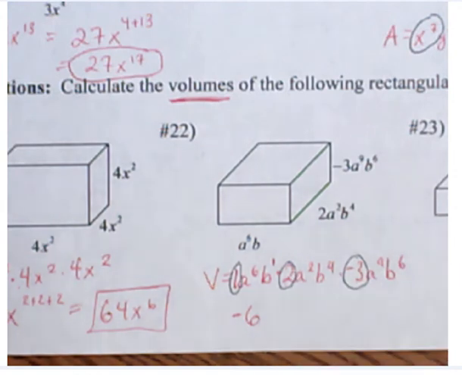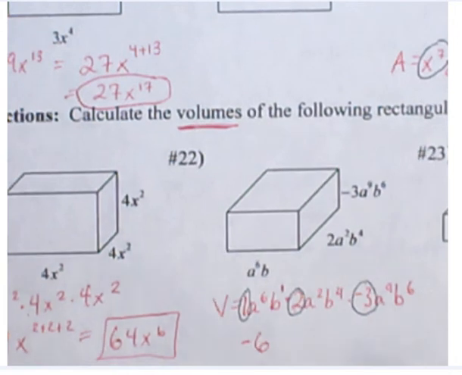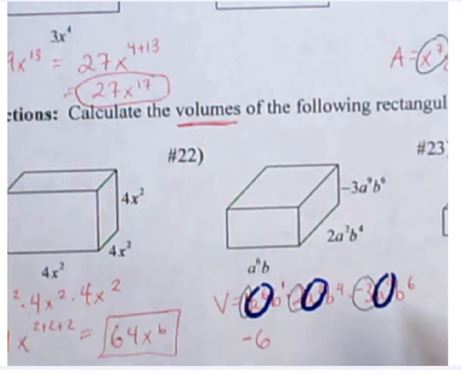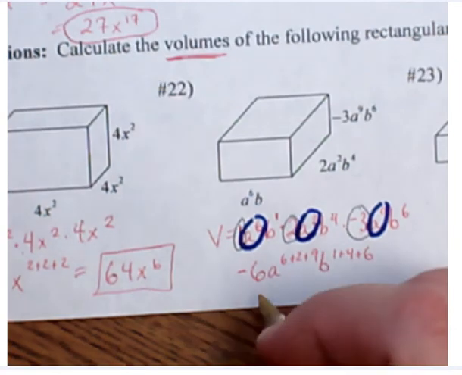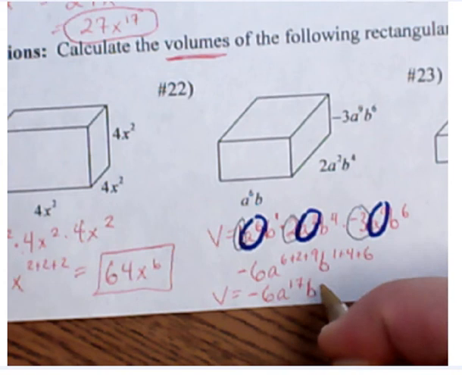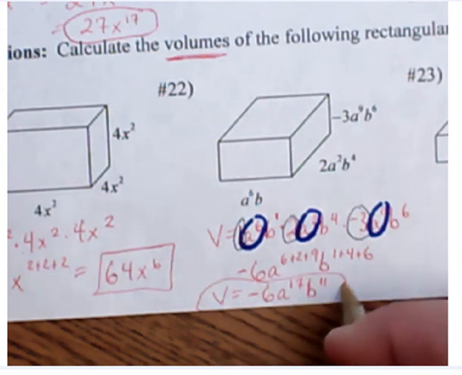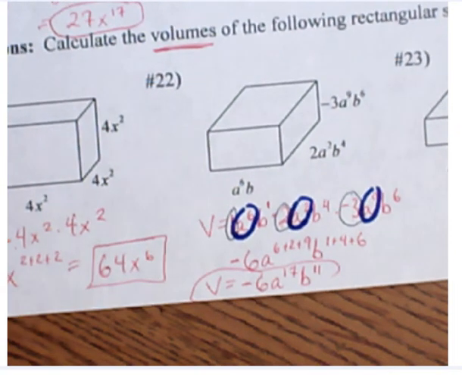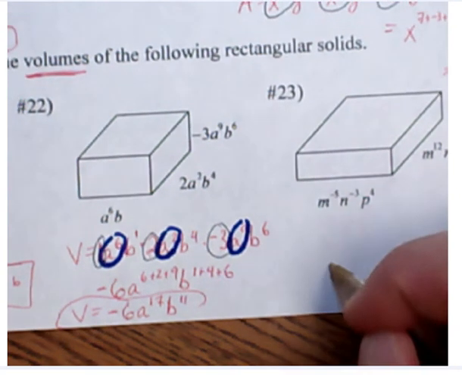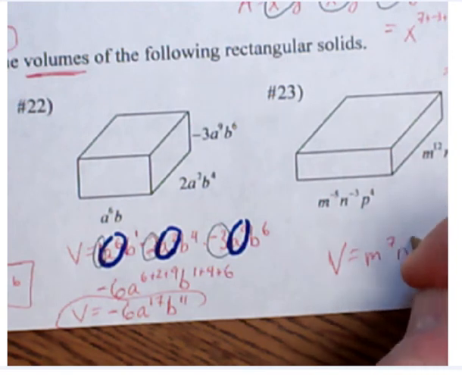Now, let's see, the a's. We have a to the 6th, a to the 2nd, a to the 9th. So we have a to the 6 plus 2 plus 9. And then what's left is the b's. Multiply the variables, keep the base, add the exponents. So we get volume equals -6, a to the 17th, b to the 11th. And that's your answer. And 23 is the same kind of problem. You have negative exponents, but I think you know how to do that. If you do this, just to tell you, the volume is m to the 7th, n to the 21st, p to the 5th.